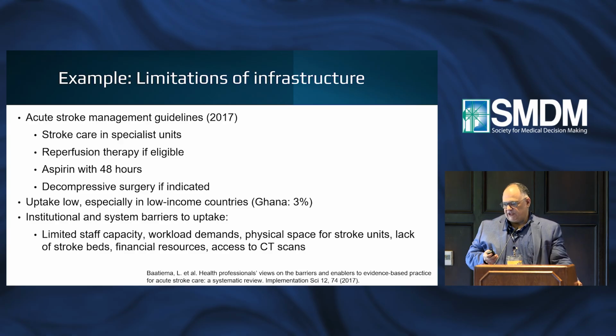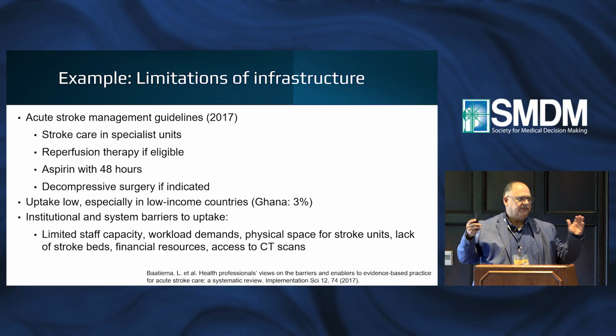Well, and again, people have looked at what the actual barriers are, and the barriers here are mostly about infrastructure. How do you actually marshal resources or allocate resources to meet these infrastructural demands? So there's often limited staff capacity, workload demands, physical space for stroke units, lack of stroke beds, financial resources, access to CT scans or other imaging. So all of these infrastructural constraints. And how do we optimize a budget in order to be able to have as many people as possible achieve those guidelines within those constraints?